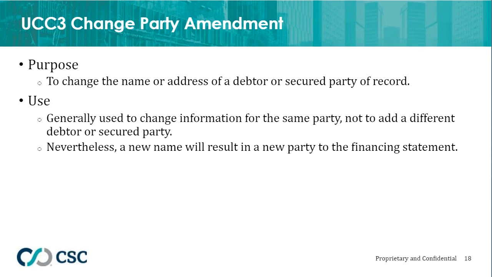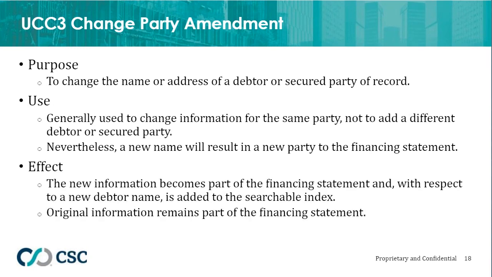Remember, amendments always add to the record. They never delete. And as a result, the old name will continue to show up, even though an amendment has been filed to change that name. So the new information that's provided becomes part of the financing statement. Any new name for a debtor, for example, becomes added to the searchable index. So a search under the new name will find that financing statement that was originally filed under the old name. A search under the old name will also continue to find the financing statement. And again, the original information that was on there remains part of that financing statement.